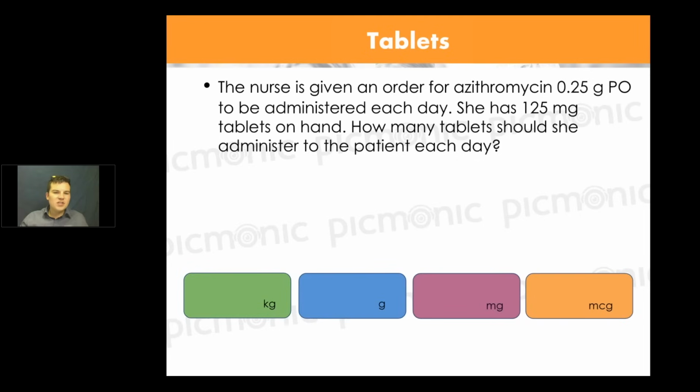So the nurse is given an order for azithromycin, 0.25 grams PO to be administered each day. She has 125 milligram tablets on hand. How many tablets should she administer to the patient each day?